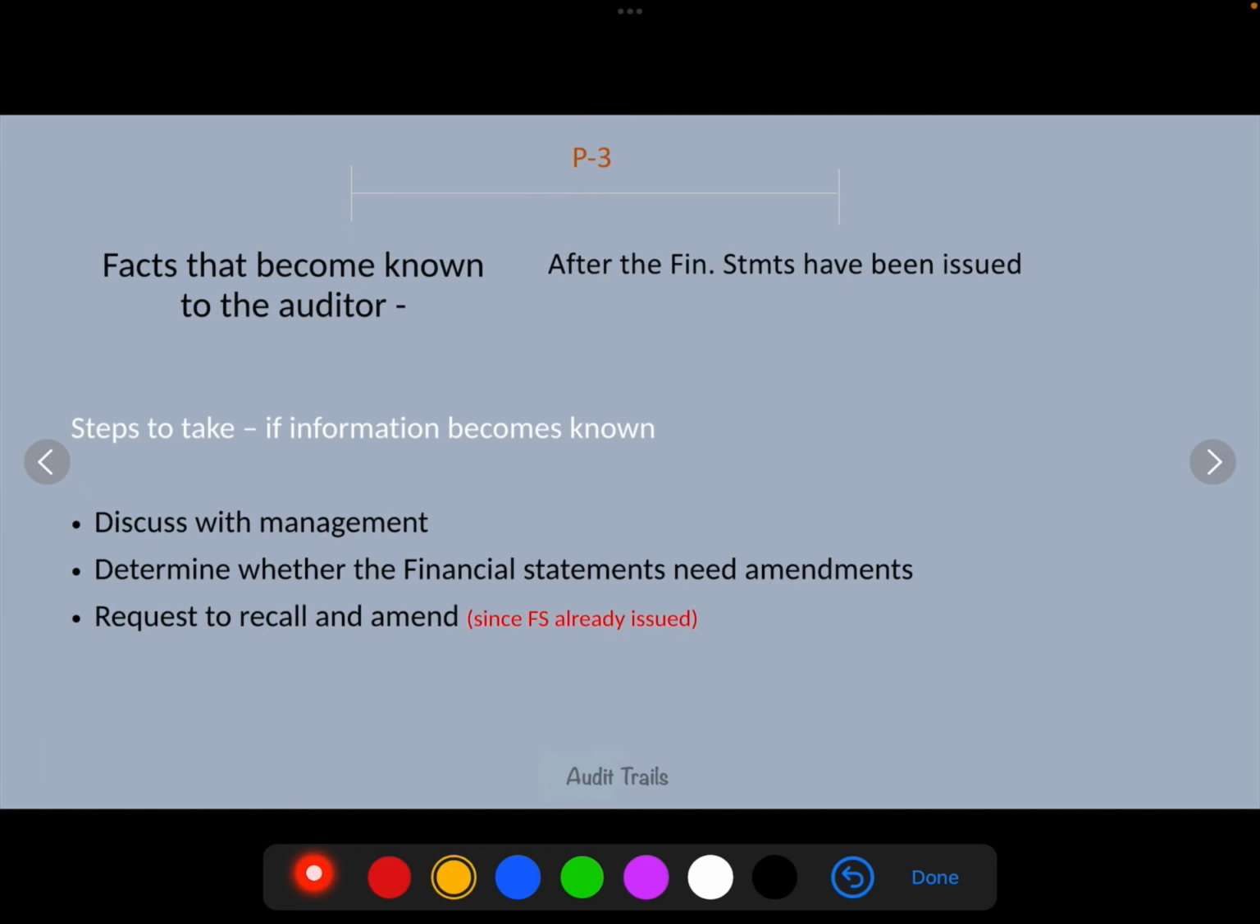Then for period 3, this is the time when again the auditor will not actively perform procedures, because frankly speaking the financial statements have now been issued to the general public and the auditor's role or responsibility is finished. But again, if information becomes known to the auditor, then he will take the following steps. Again, discuss with the management, determine whether amendments are needed or not, and if amendments are required, then in those circumstances the auditor will have to request to recall the financial statements and make amendments.